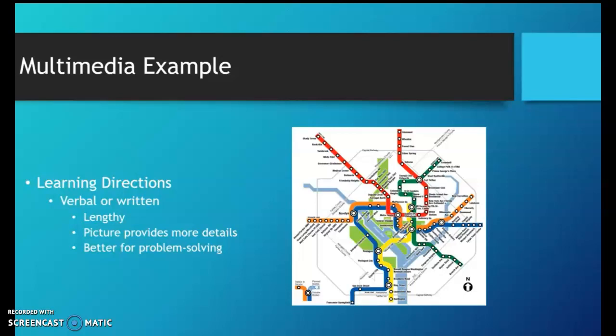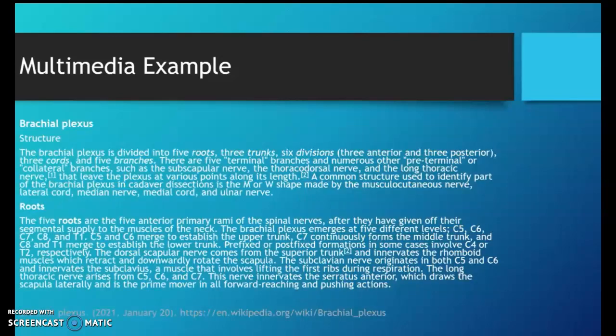And another example of multimedia learning. Many times when students take gross anatomy, one of the first things they learn about is the brachial plexus. What you see on the screen is taken from Wikipedia, and this is just part of the description of the structure and the roots, but it doesn't include information about the trunks or the divisions or the cords, so there's a lot more information.